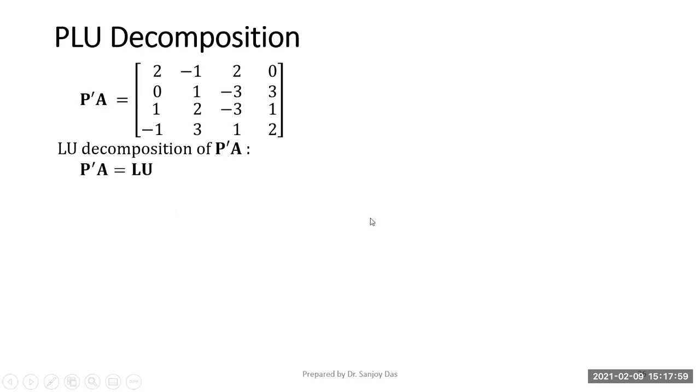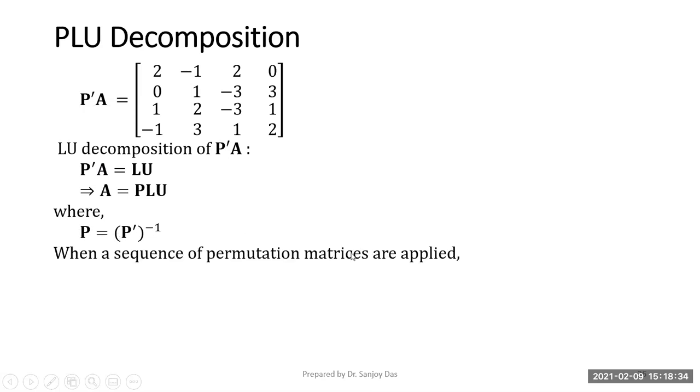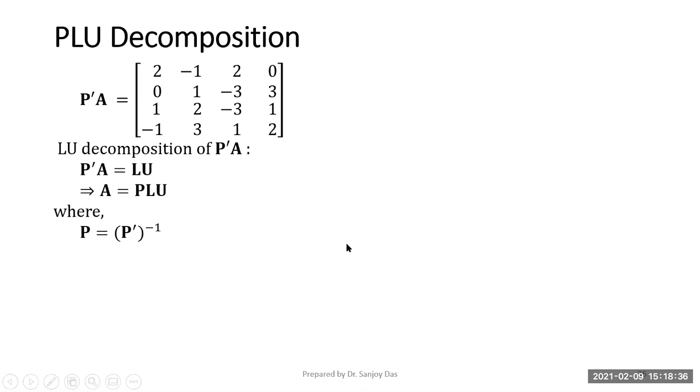Now, what's the inverse of a permutation matrix? It's the transpose. So I multiply both sides with P prime transpose. I get A equals P prime transpose times LU, which I call PLU. So this P equals P prime inverse.